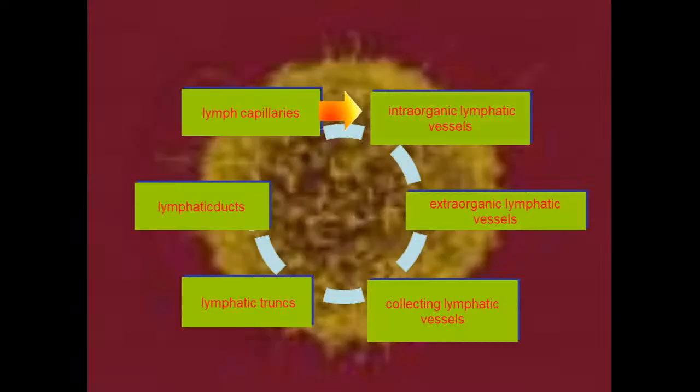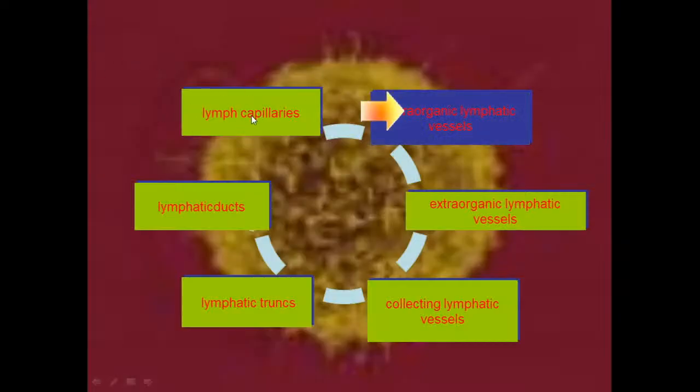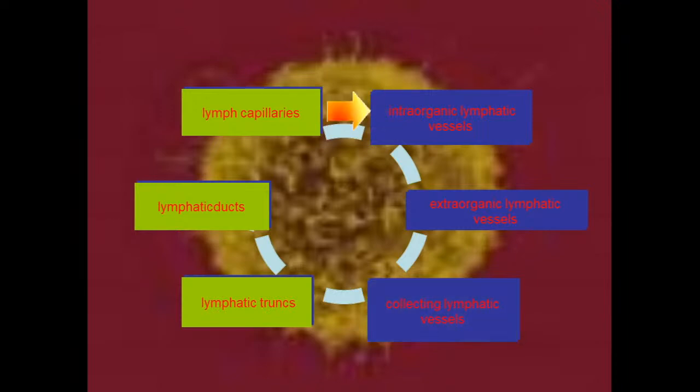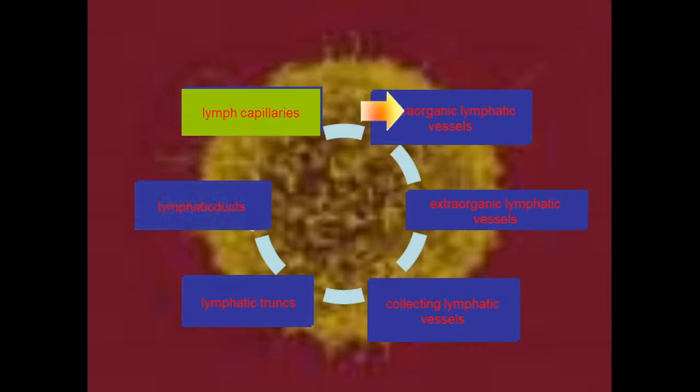So, to repeat the members of the lymphatic system, they start from the lymphatic capillaries. These lymphatic capillaries then empty into the intraorganic lymphatic vessels, then into the larger-diameter extraorganic lymphatic vessels, which join together and form collecting lymphatic vessels, then the lymphatic trunks and lymphatic ducts. We will talk about all these members of the lymphatic system today.